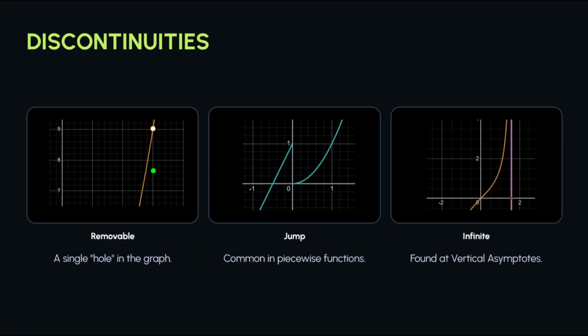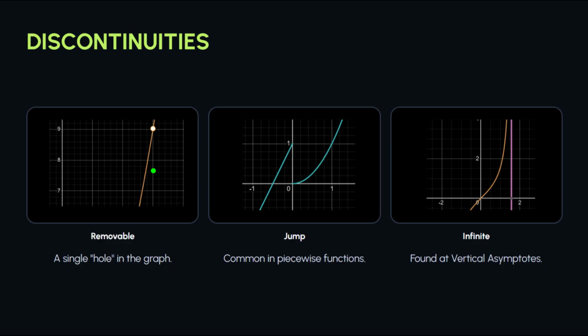If a function fails any of those three conditions, you are dealing with a discontinuity. There are three major types of discontinuities you need to recognize on the AP exam. First is a removable discontinuity, which is just a single hole in the graph. Second is a jump discontinuity, which is incredibly common in piecewise functions where the graph breaks and starts at a different height. Third is an infinite discontinuity, which is always found at vertical asymptotes where the graph shoots up or down infinitely.